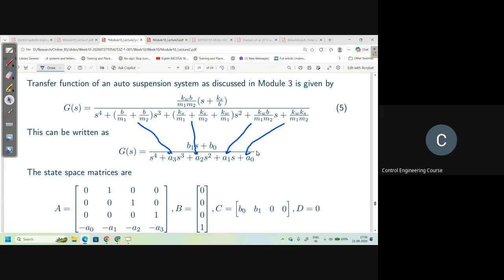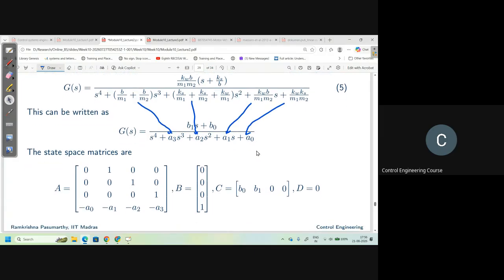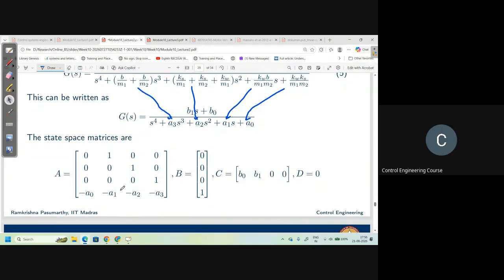In fact, once you are given the transfer function, you can write the state space representation directly without converting into a differential equation and then writing it. This is called the standard approach. I already discussed this one. This is called the controllable canonical form.